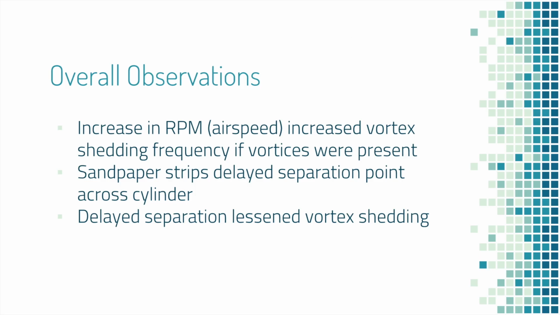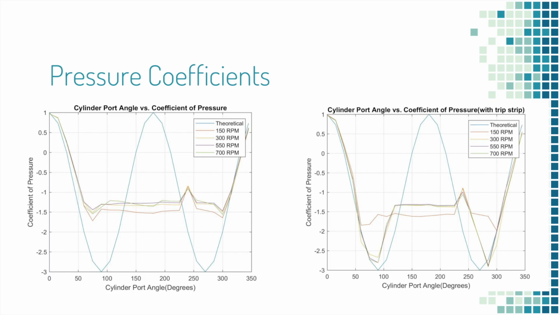For our overall observations, we noticed when the fan's RPM increased, there was an increase in the frequency of vortex shedding. Additionally, adding the sandpaper trip strips to the top and bottom of the cylinder decreased the frequency of the vortex shedding.